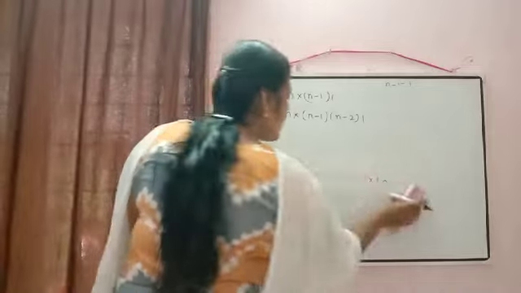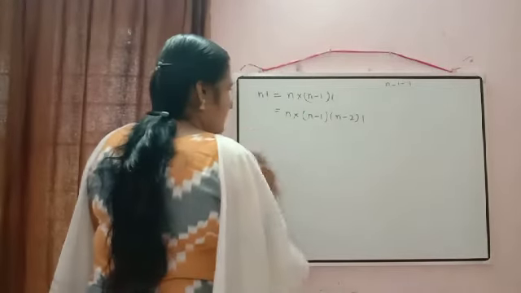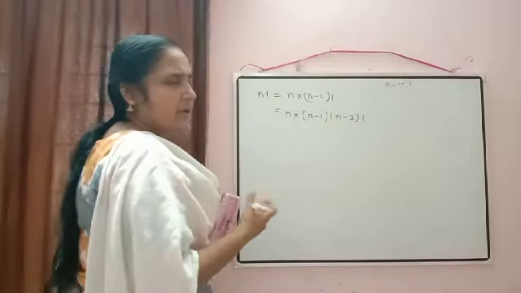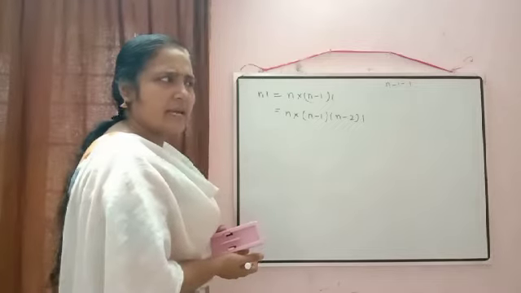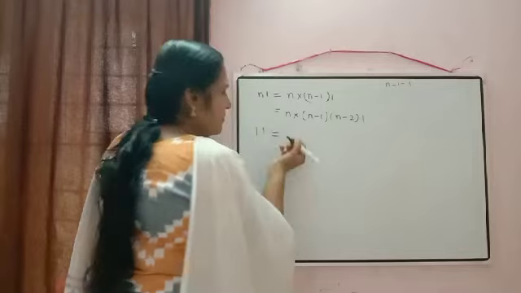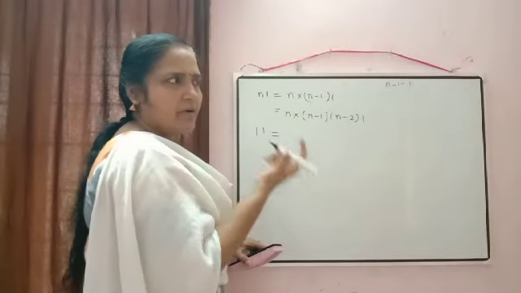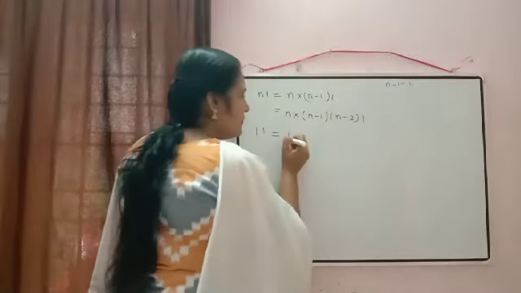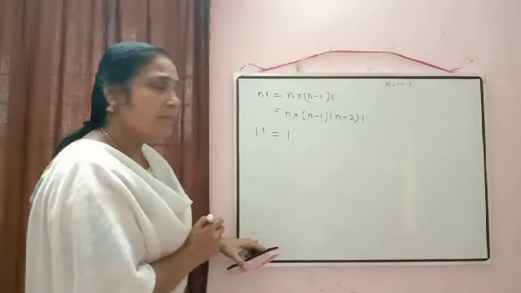And one more thing. We know n factorial is the product of first n natural numbers. Then obviously what will be the value of 1 factorial? 1 factorial is the product of the first natural number, that is 1 only. So 1 factorial is equal to 1.